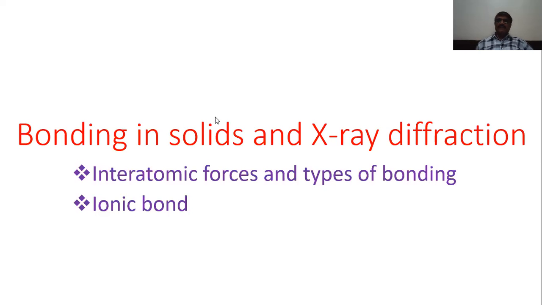Okay, let us start today's session. In this, we will start the new topic, new unit, that is unit number 2, bonding in solids and X-ray diffraction. And since it is the first period of the unit, we will see the introductory part and one type of bond, that is ionic bond. So the introductory part includes interatomic forces and types of bondings, types of bonds, and then we'll see the very first type of bond, the basic, fundamental type of bond, that is ionic bond.